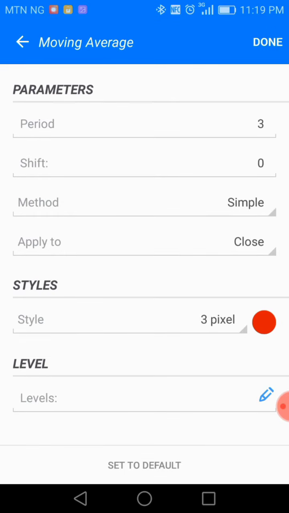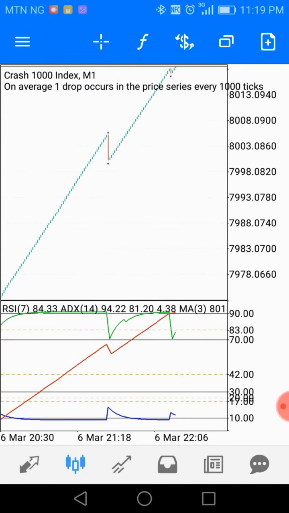Period is 3. Then the shift is 0, method is simple, you apply it to close, the style is 3 pixels, color is red. I'd like you to maintain this color, although you can choose any color of your choice, but this is the color we want to maintain. So that's fine. If you've gotten the settings correctly, your chart should look this way.